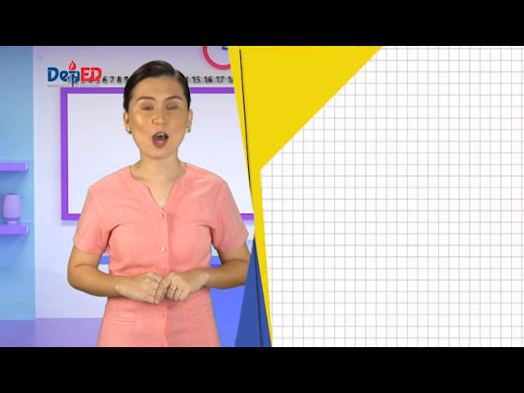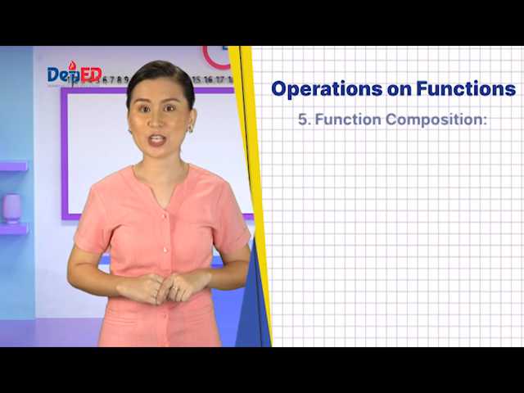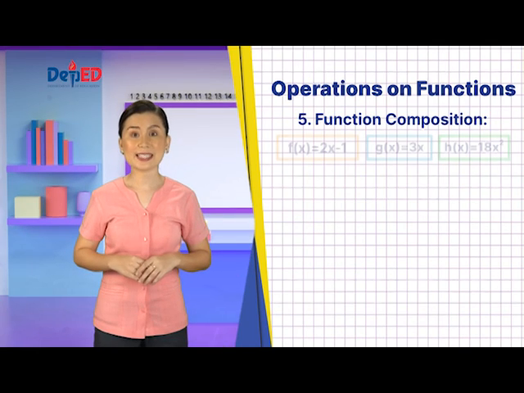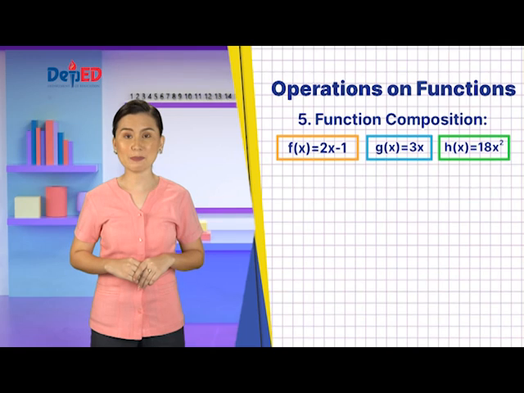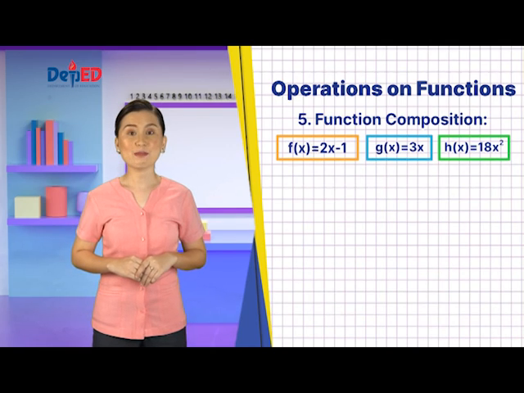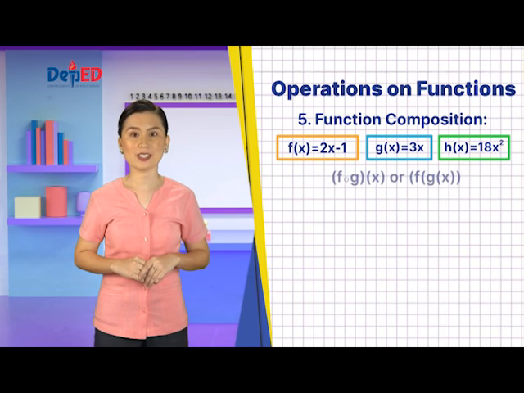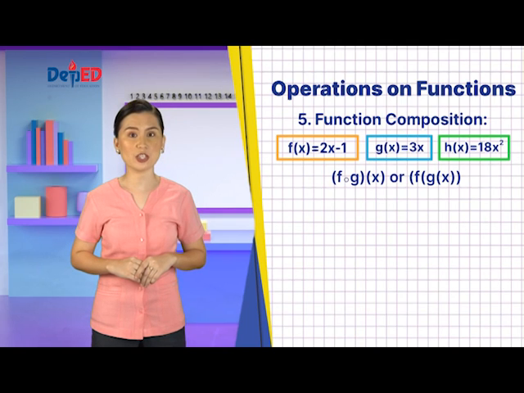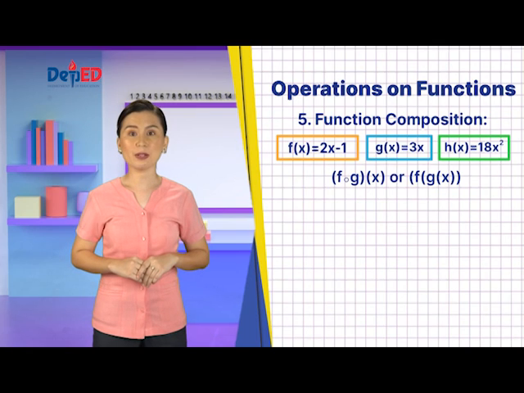Are you still with me? The fifth and last operation on functions is composition. In here, we take the value of a function to be an input in another function. Suppose we take the composite function denoted by f composed with g of x, or f of g of x. In this case, we will be using g of x as our input, in place of x in f of x. Thus, for every x in f of x, we will use 3x instead.